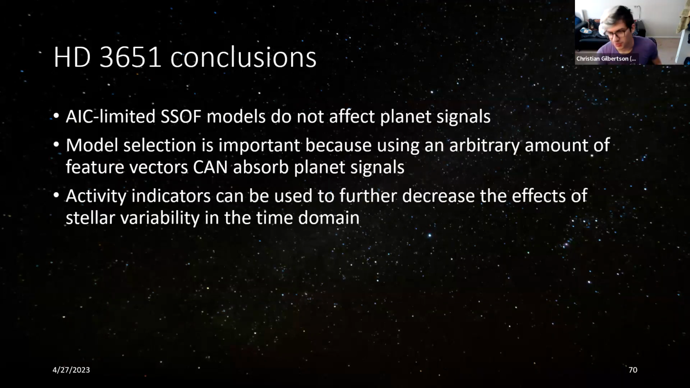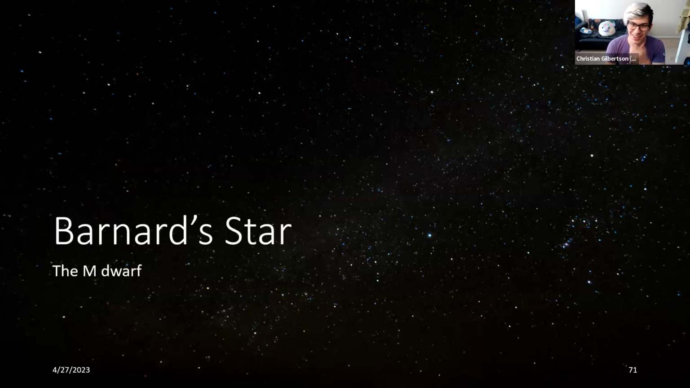So from 3651, we learned that while AIC-limited SOOF models don't affect planet signals, model selection is important because using an arbitrary amount of feature vectors can absorb planet signals. And activity indicators can be used to further decrease the effects of stellar variability in the time domain, as I'm sure has been addressed at some point in this RCN series.